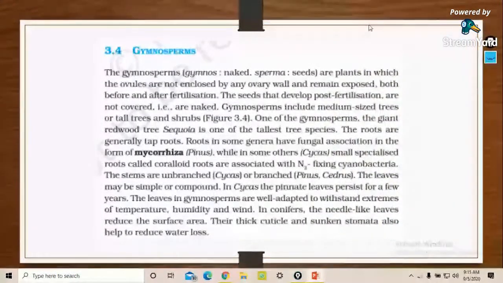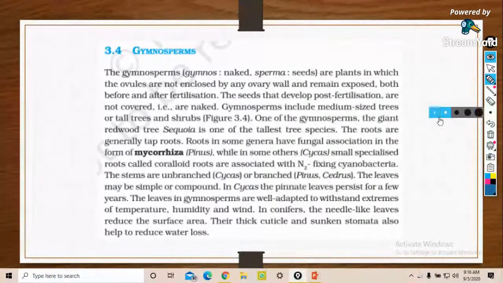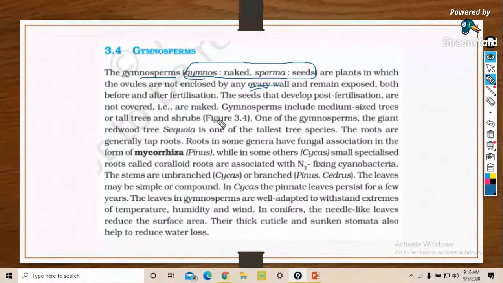Gymnosperms. The gymnosperms are the plants in which ovules are not enclosed by any ovary wall and remain exposed both before and after fertilization. That is, in case of gymnosperms, the seeds are naked. Okay? Naked seeds. The seeds that develop post fertilization are not covered and are naked.